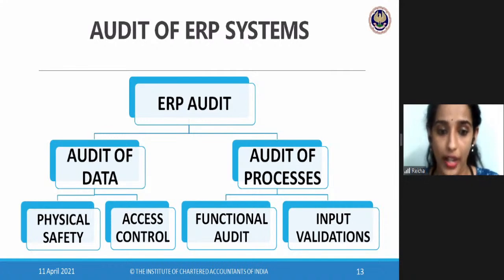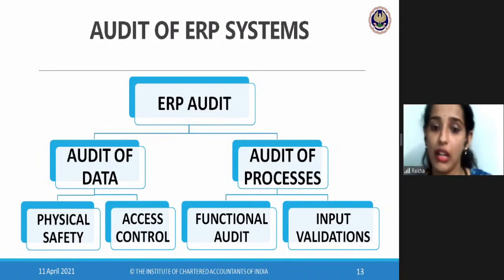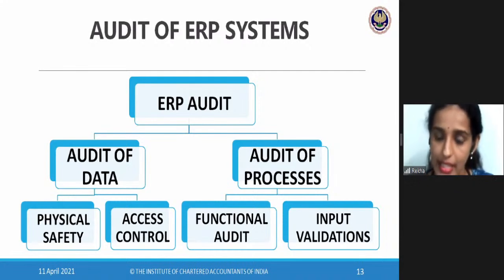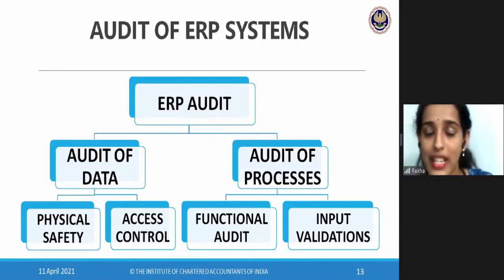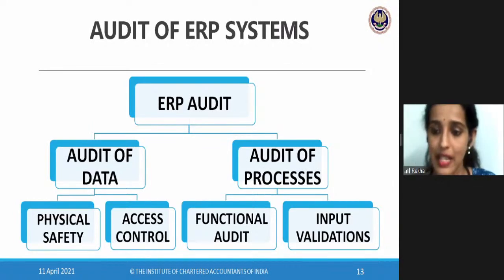Under audit of data and audit of process also, we have two different bifurcations. So within data means how you are auditing the data elements, and next is how each and every process is being audited. So a process could be a sale, it could be a purchase, or it could be something related to payroll. So how each and every process is audited and how the data is audited.